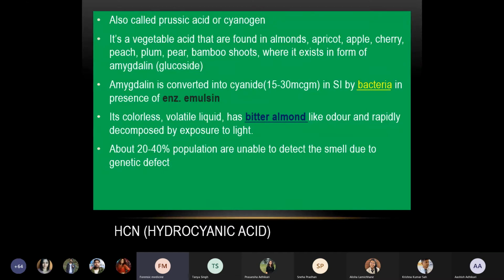This hydrocyanic acid is a colorless, volatile liquid with a bitter almond odor or smell, and it rapidly decomposes when exposed to light. And 20 to 40% of the population are unable to detect this smell or odor, and that is due to a genetic defect.